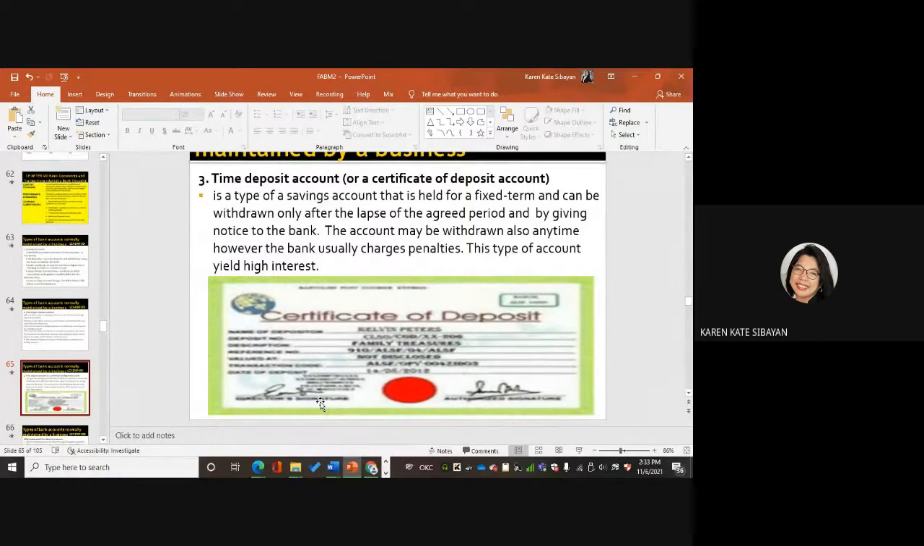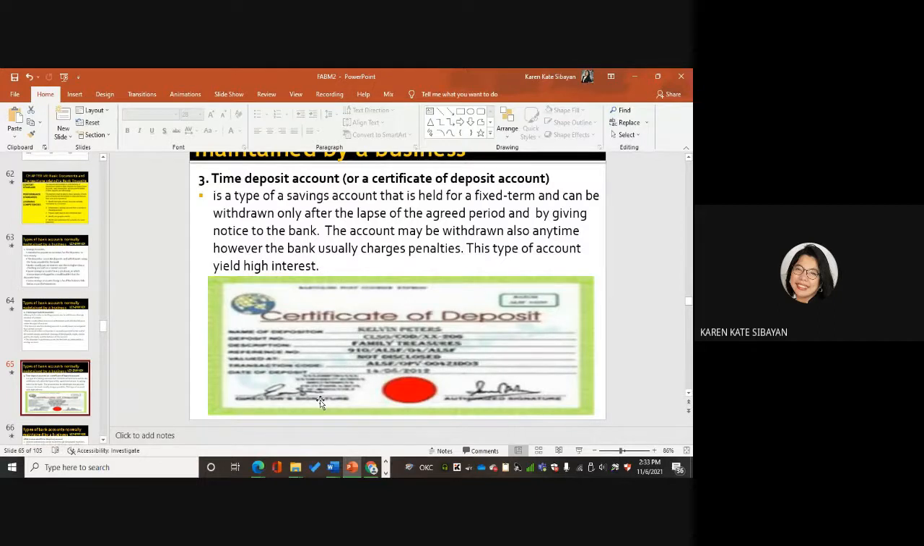Okay? The account may be withdrawn also anytime. However, the bank usually charges penalties. So for example, 1 year, pero withdraw mo na kaagad siya ng 9 months. So automatic na, yung 10,000 mo, hindi mo na siya makukuha as 10,000. Wala ka nang makukuhang interest, magkakaroon ka pa ng penalty. Kasi hindi mo sinunod yung agreement nyo na after a year.